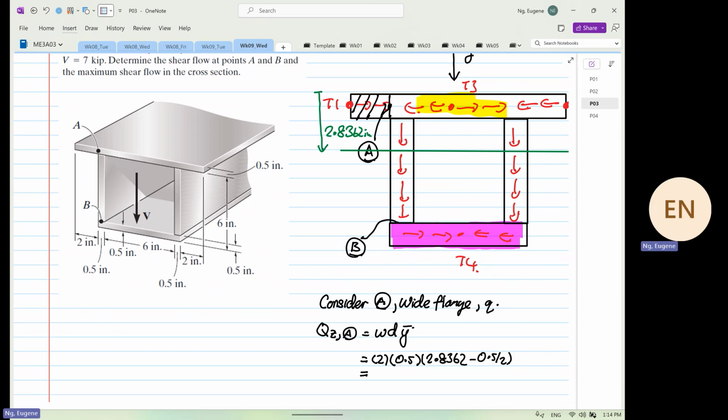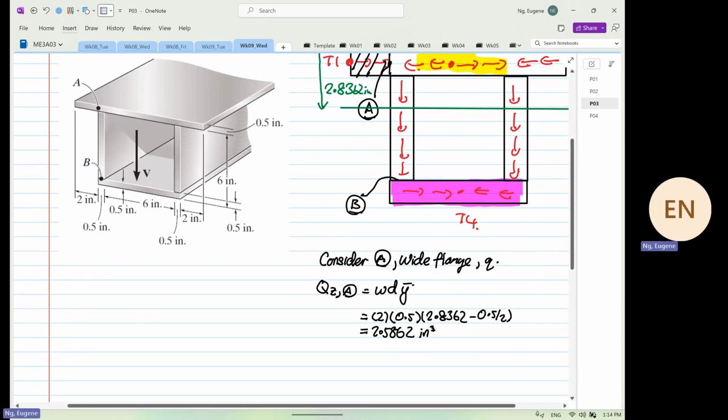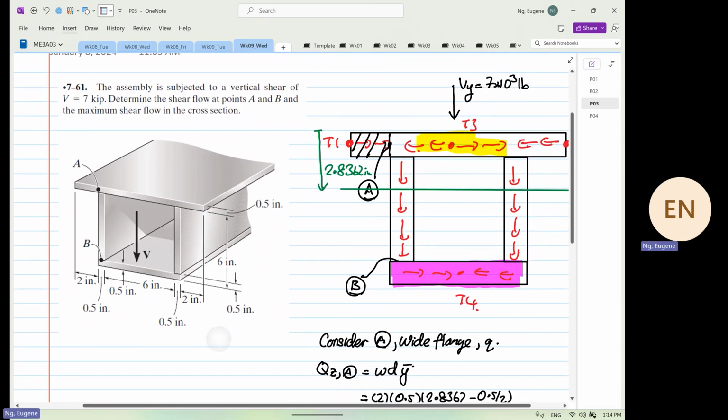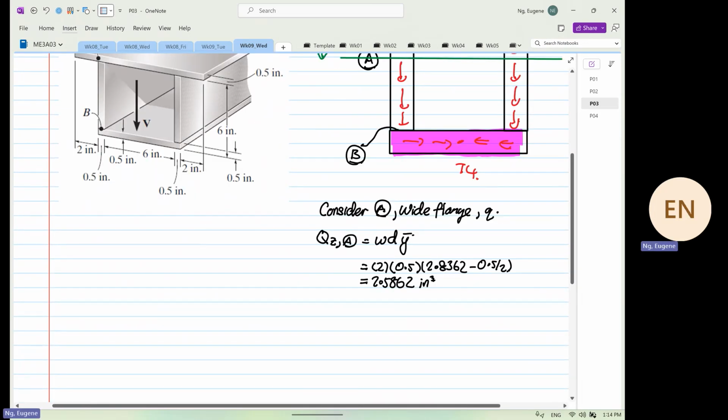2.8362 minus 0.5 divided by 2, times 0.5, times 2 is equal to 2.58. Did I get 2.58? Yep, 2.5862 inches cubed. And then what does it want us to find? The shear stress at point A.